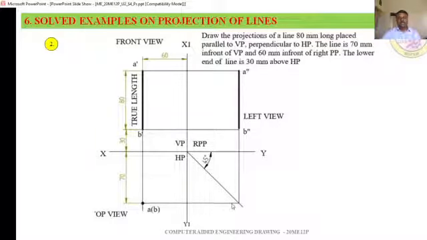Similarly, from B, you draw a horizontal projector until it meets the 45 degree line, then take a vertical projector. From B dash, now you draw a horizontal projector to meet this line drawn from B. Now where these two intersect, that is your B double dash. Now connect A double dash, B double dash. This itself is the left view.